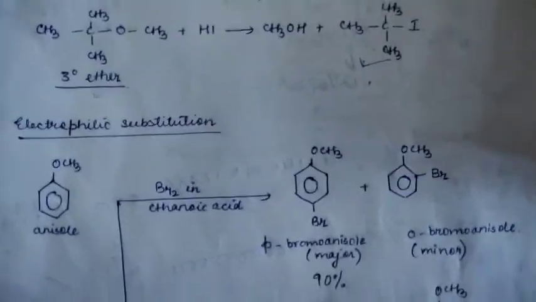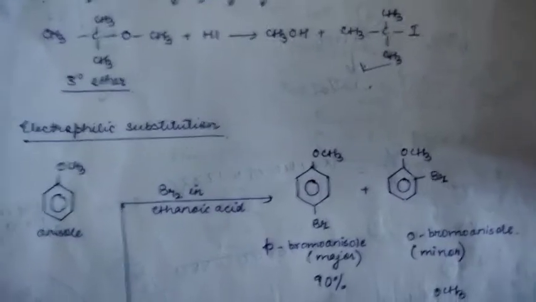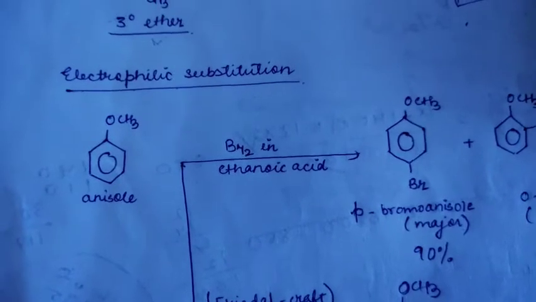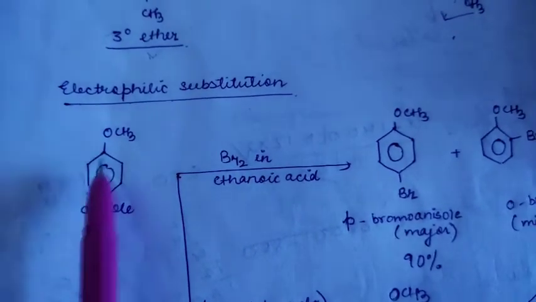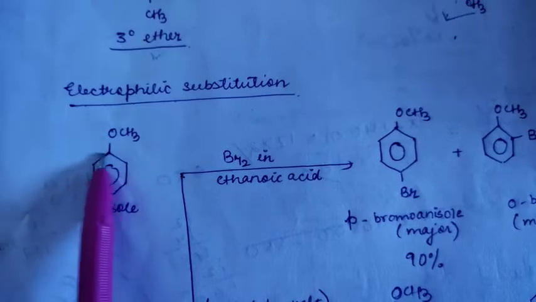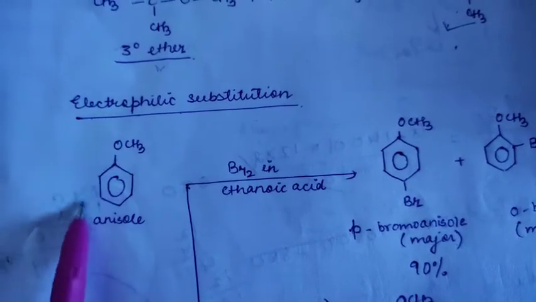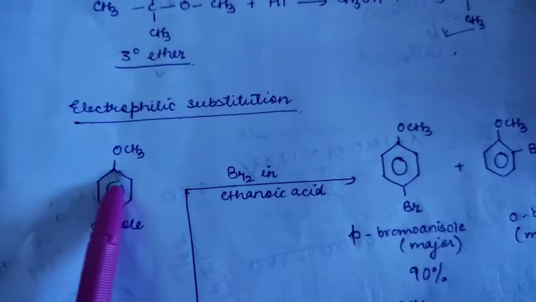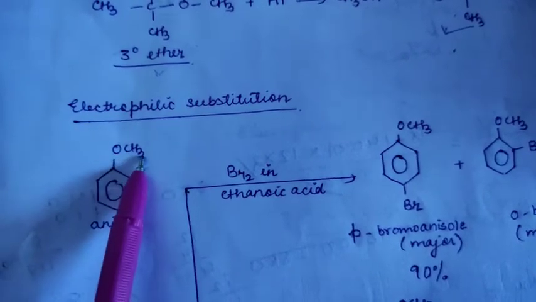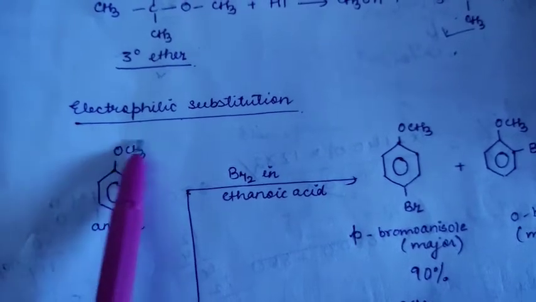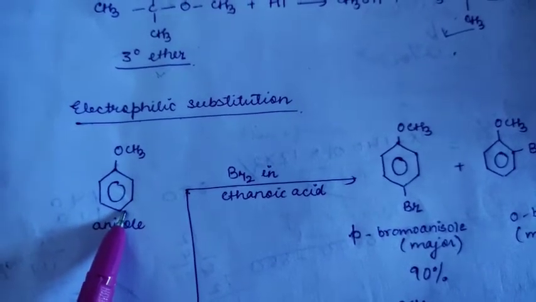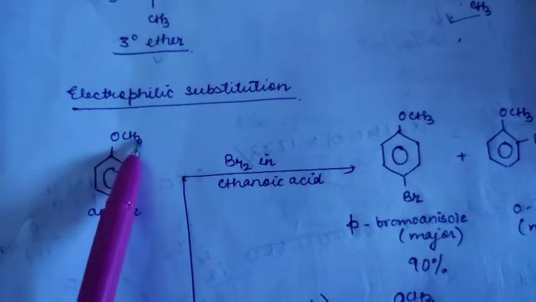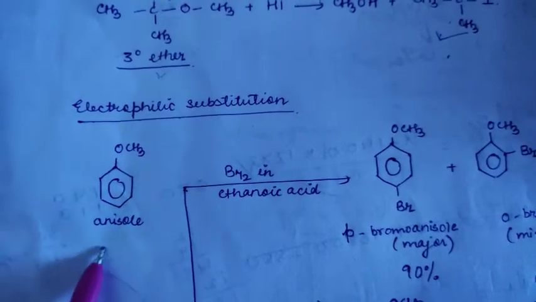Next, let us talk about the electrophilic substitutions. Particularly, we are going to discuss anisole. So anisole is what? This is an ether obviously, because this is one alkyl chain which is a benzene ring, and this is methyl. So this is R and this is R dash, and in between oxygen is there. So this is an ether in which one is a benzene ring and another one is a simple alkyl, that is methyl, and the name of this compound is anisole.